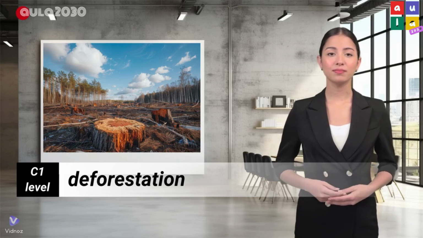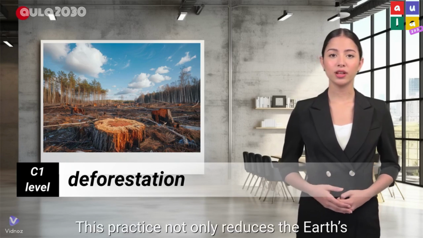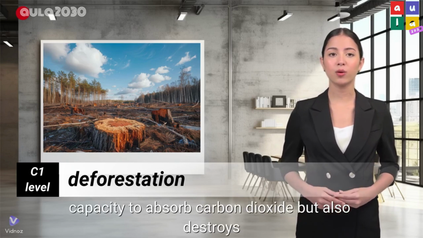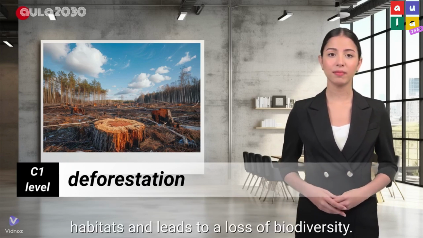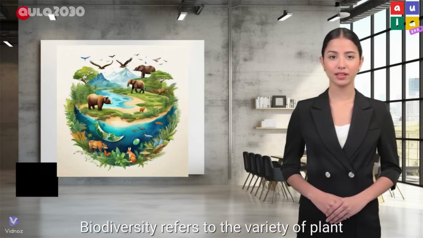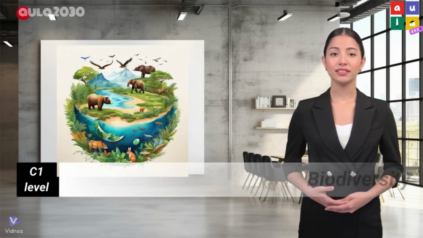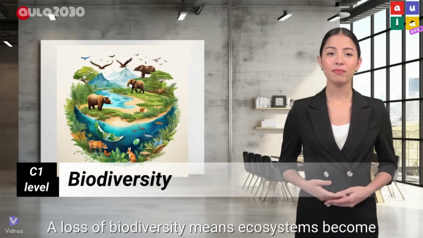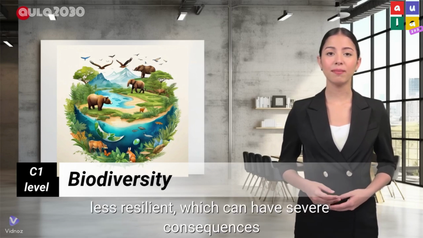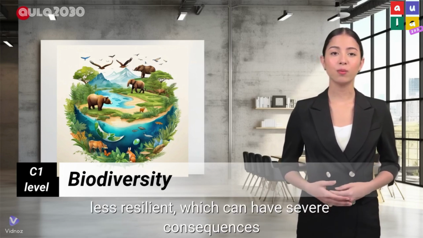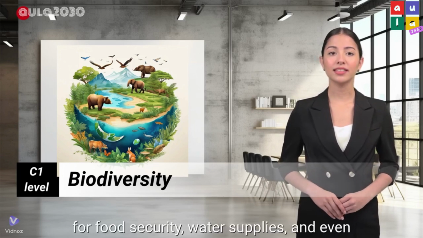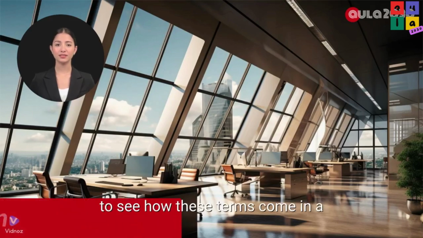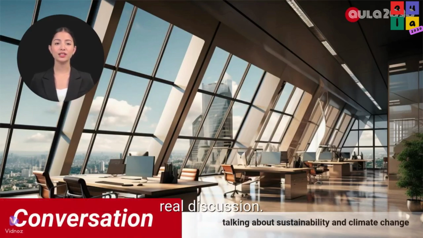Speaking of deforestation, it refers to the large-scale removal of forests, often to clear land for agriculture or urban development. This practice not only reduces the Earth's capacity to absorb carbon dioxide, but also destroys habitats and leads to a loss of biodiversity. Biodiversity refers to the variety of plant and animal life in a particular habitat or ecosystem. A loss of biodiversity means ecosystems become less resilient, which can have severe consequences for food security, water supplies, and even human health.